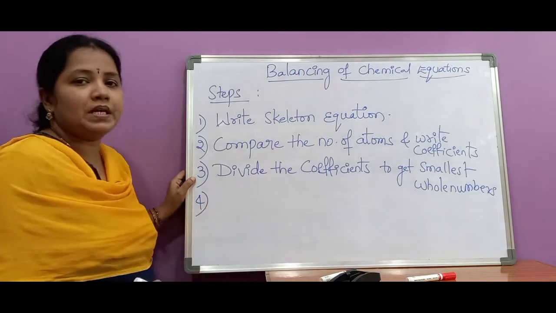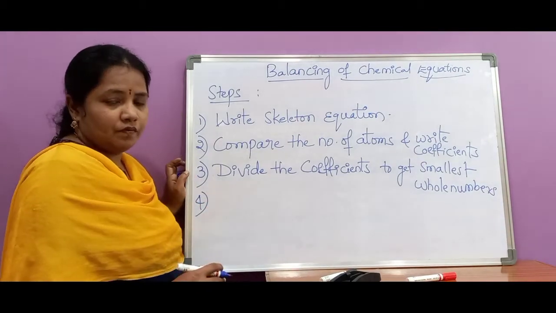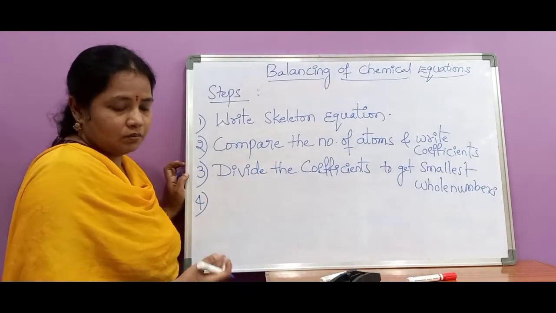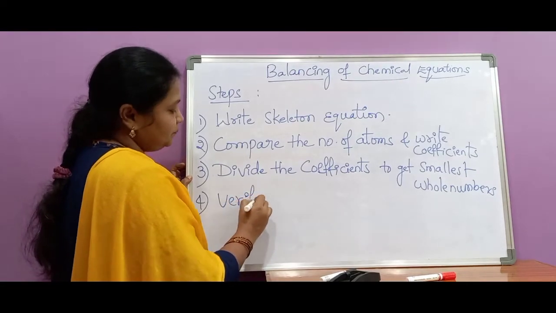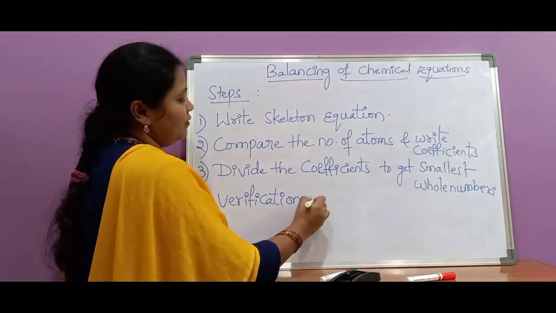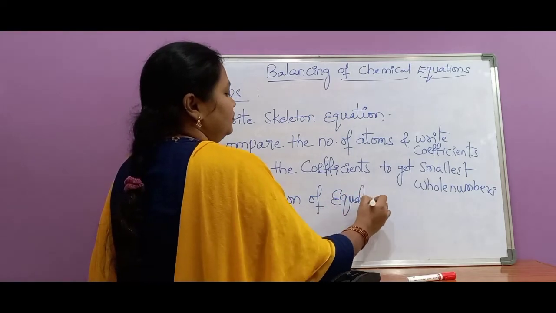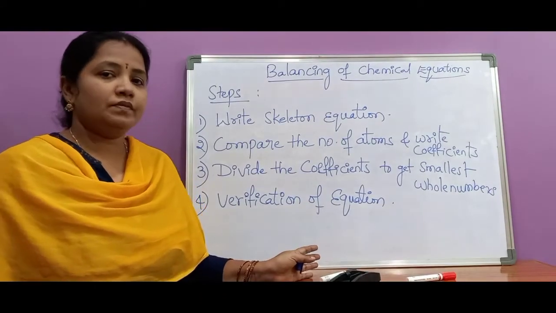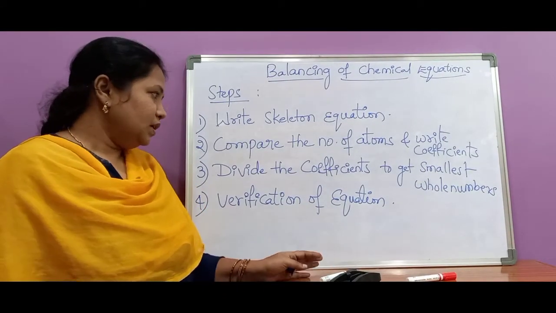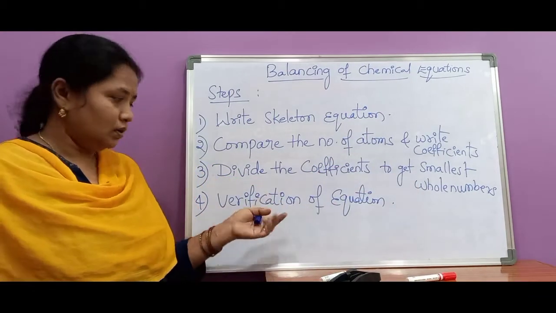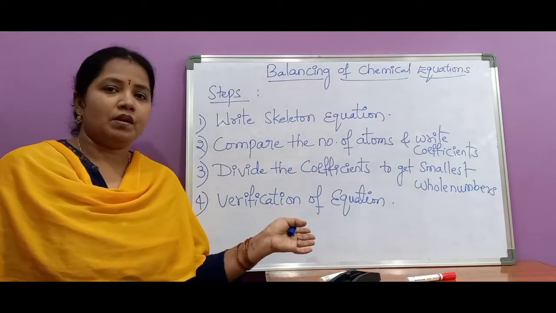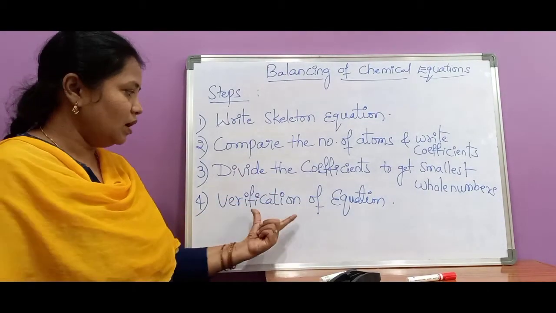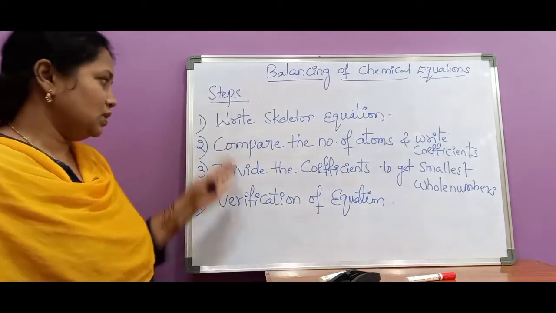The fourth and last step is verification of the equation, whether the number of atoms of all the elements became equal or not. Verification means checking. Once again we have to check whether the coefficients we have written are correct, and whether the number of atoms on both sides of the equation are equal or not. So we have to check the equation once again after writing the suitable coefficients. That is called verification of the equation. These are the steps.